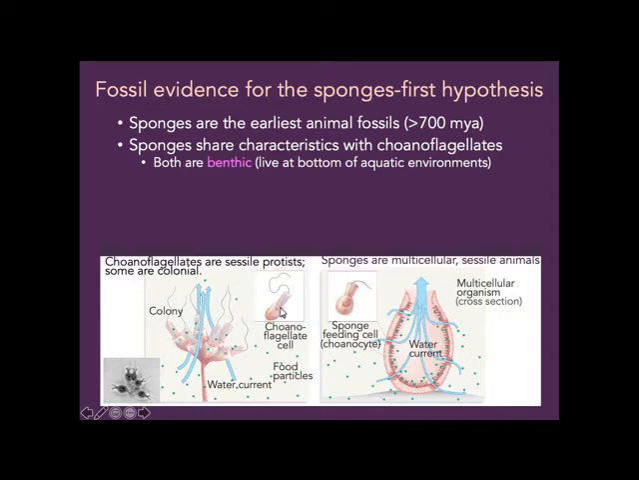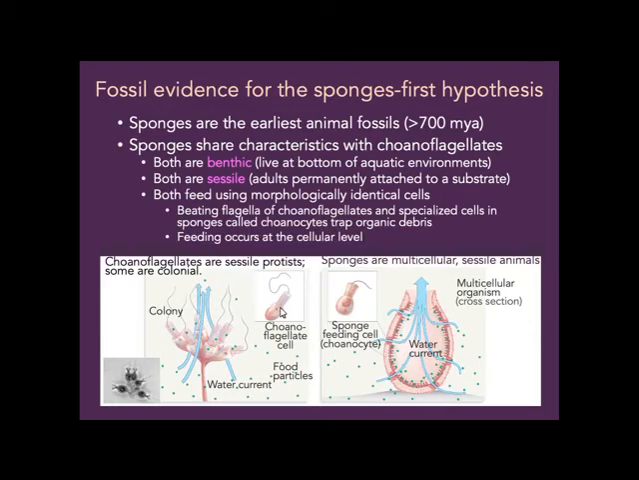Both sponges and choanoflagellates are benthic. So when you hear the word benthic, it just means that they live on the bottom of an aquatic environment, like a lake bottom or an ocean floor. Both sponges and choanoflagellates are sessile. So sessile means that they're permanently attached to a substrate and they don't move.